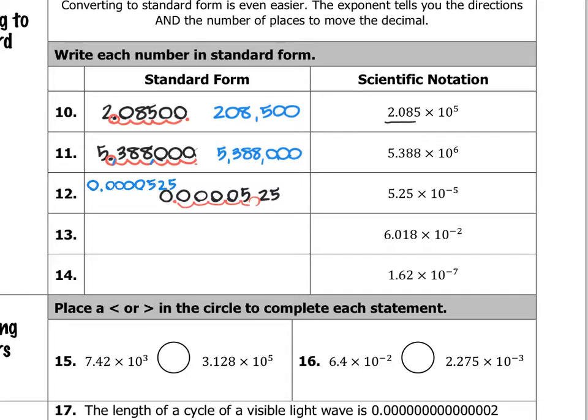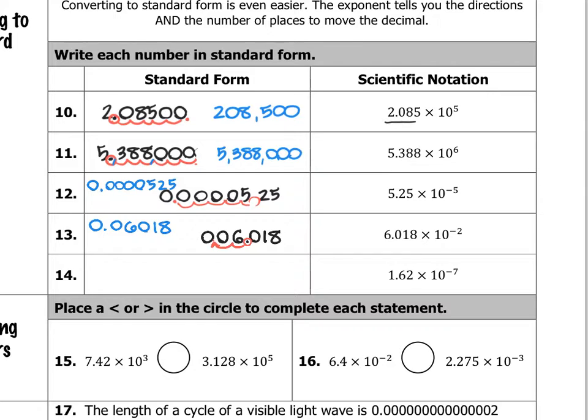6.018 times 10 to the negative second. Again, a negative exponent means that you have a small number. So you're going to move that decimal point to the left 2 spaces. So there's 1 space, there's 2 spaces, and so this is going to be 0.06018.